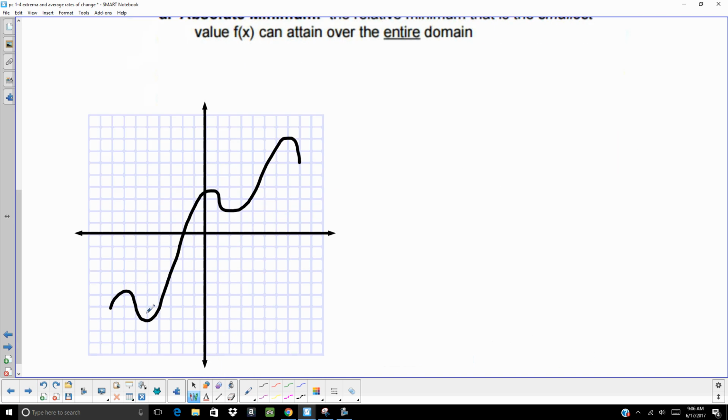So right here, we've got a relative maximum there, relative maximum there, relative maximum there. This one is also our absolute maximum. Minimums, bottom of a graph. So right here, we have a relative minimum and another relative minimum right there. So 3 relative maximums, 2 relative minimums.